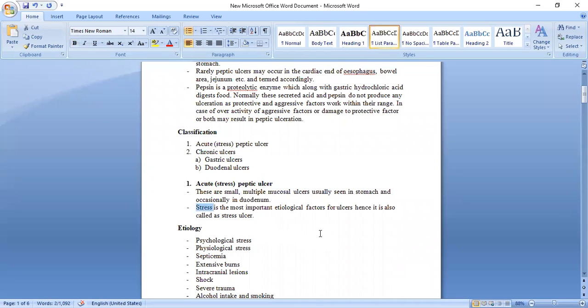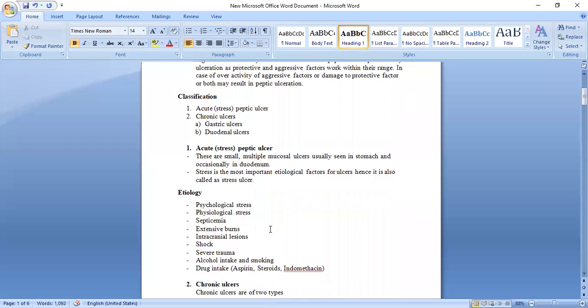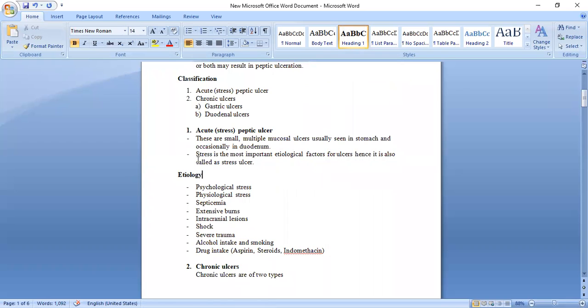This stress is the most important etiological factor for ulcers. Hence, it is also called a stress ulcer. Acute, it is the most important etiological factor. That's why it is called a stress ulcer. Where it occurs, mostly it is seen in the stomach and occasionally in the duodenum. Now see the etiology, so many factors are there, but the important factor is stress.